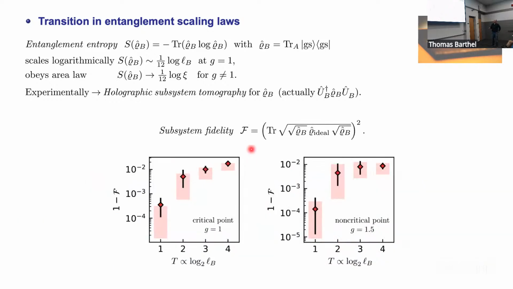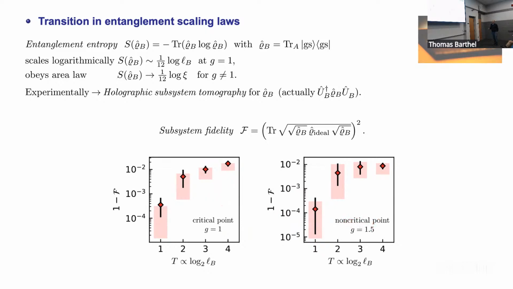And here the first plot is for the fidelity of the subsystem state. This is the number of layers, which corresponds basically to the logarithm of the size of subsystem B. And you see that we get fidelities ranging from 10 to the minus 4 to 10 to the minus 2, both at the critical and non-critical points.